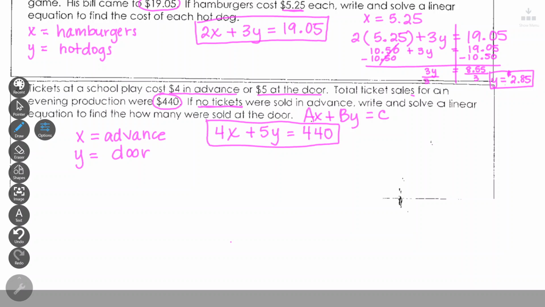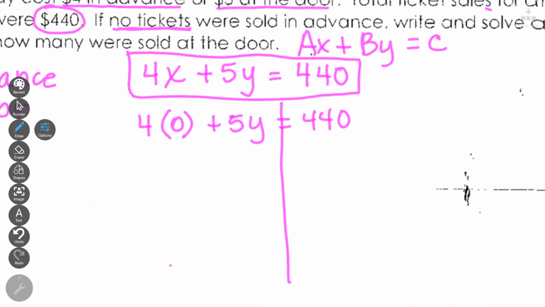That's our equation. Now, we've got to say, okay, if no tickets were sold in advance, so X was a ticket sold in advance, right? If there are none, that would be 0. So in this equation, we have to put in a 0 for the X, okay? Because those were the ones sold in advance, plus 5y equals 440. We're going to solve this. I'm going to blow it up just a little bit so you can see it better.